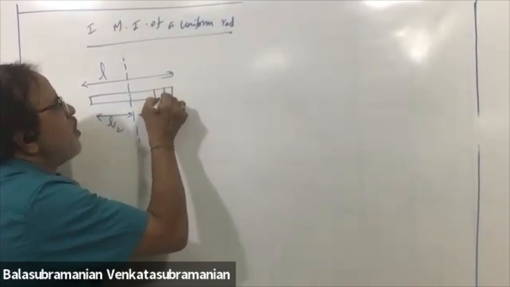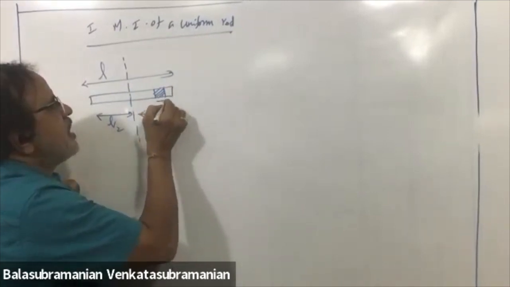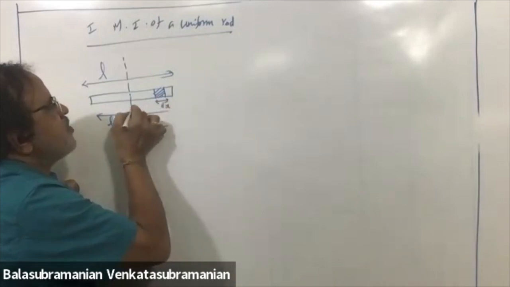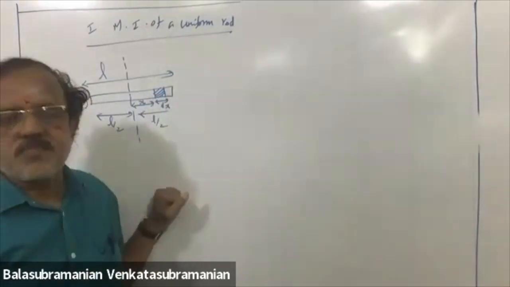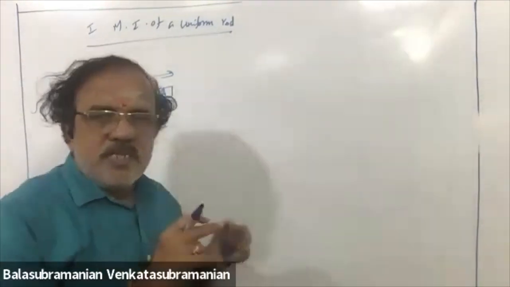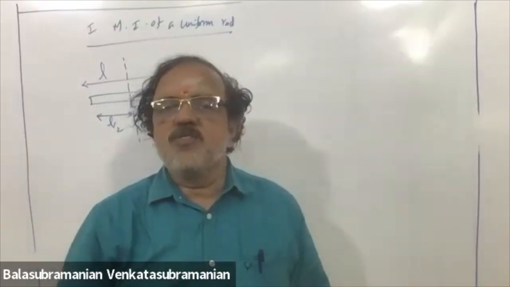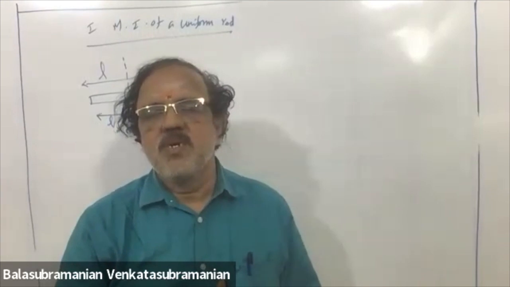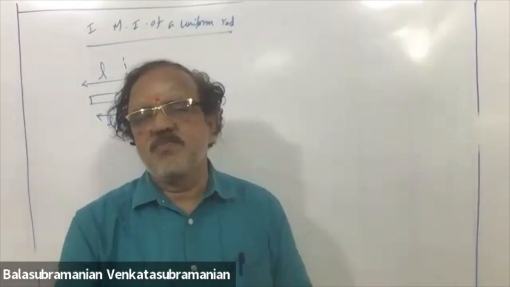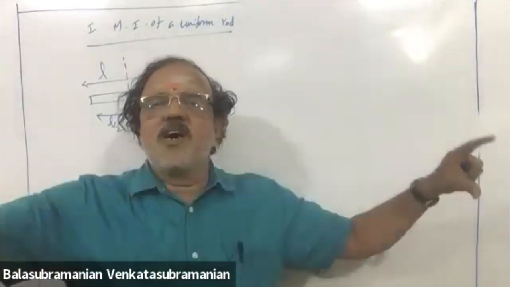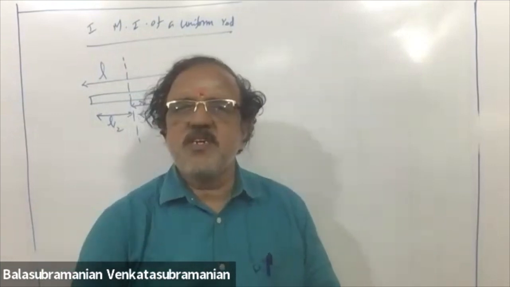You consider a small portion, dx length, which is at a distance of x from the center. The entire rod, you consider a small portion of the rod whose mass is dm. Calculate moment of inertia for this small mass. For the entire rod, then you integrate the equation. This is the basic concept.